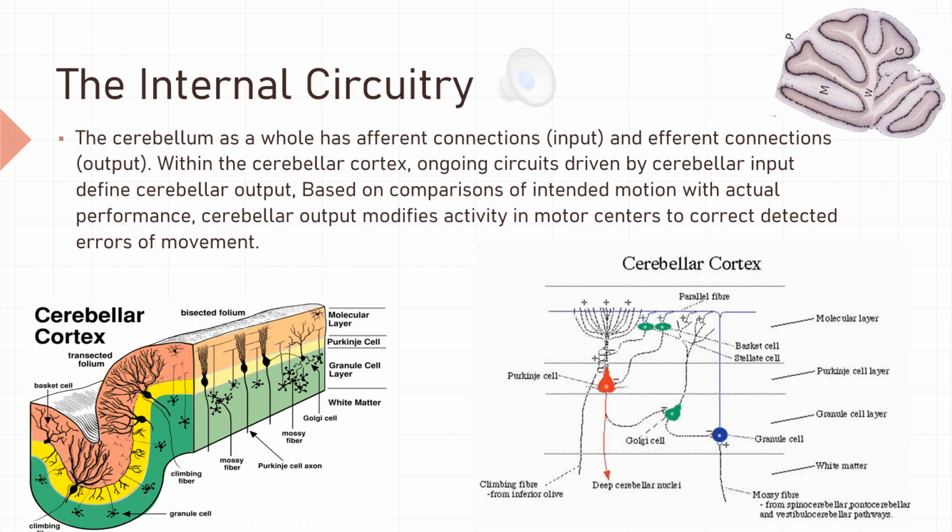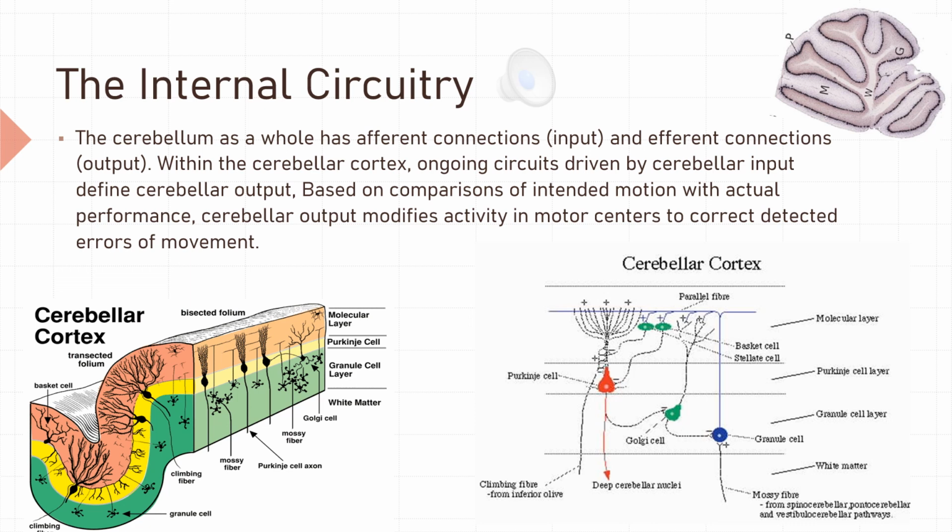The internal circuitry is located in the cerebellar cortex, which is the outer layer of the cerebellum. It is organized into several distinct layers of cells, each with a specific role in coordinating movement and regulating posture. The circuitry has the granular cell layer, Purkinje cell layer, molecular cell layer, and the deep cerebellar nuclei. The circuitry of the cerebellum allows for the integration of sensory and motor information, and eventually the precise control of movement.